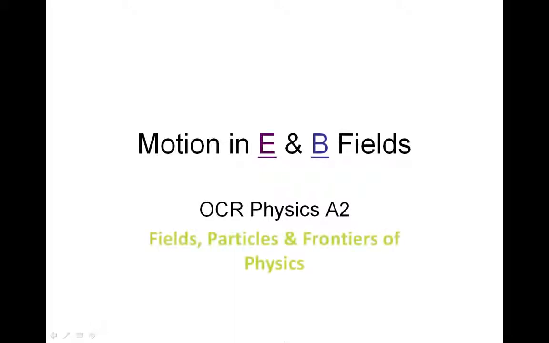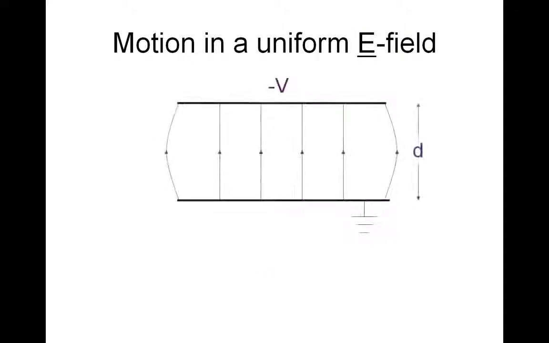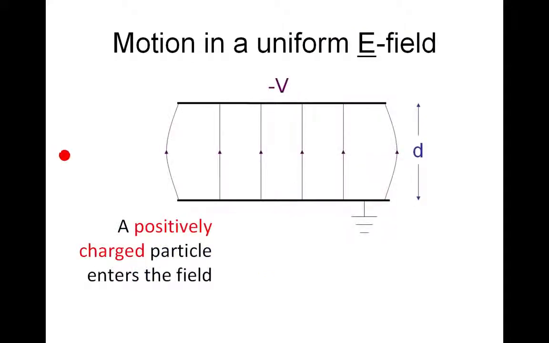Today we're going to look at the motion of charged particles in electric and magnetic fields. This is for the OCR Physics A2 course, Fields, Particles and Frontiers of Physics. So let's look at the motion in a uniform electric field.